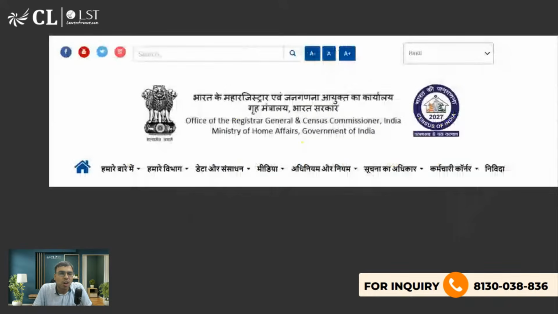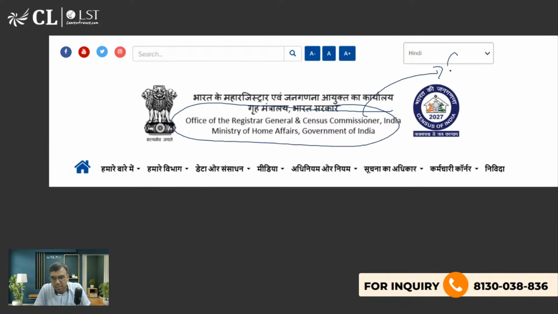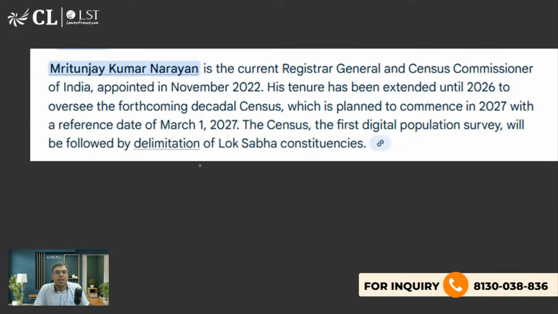Yes, the right answer is Office of Registrar General and Census Commissioner, Ministry of Home Affairs. This is actually the body that conducts census. ठीक है ना, Census of India 2027 में होगा next one. That is what you should be knowing about. Now, who is the Registrar General and Census Commissioner of India currently? His name is Mrityunjay Kumar Narayanan. His tenure has been extended till 2026.